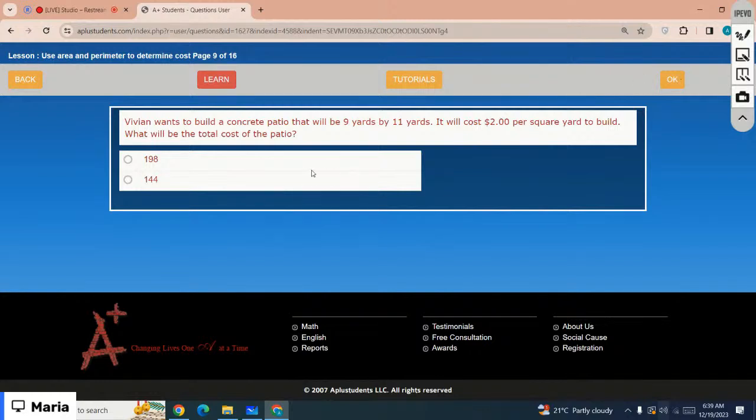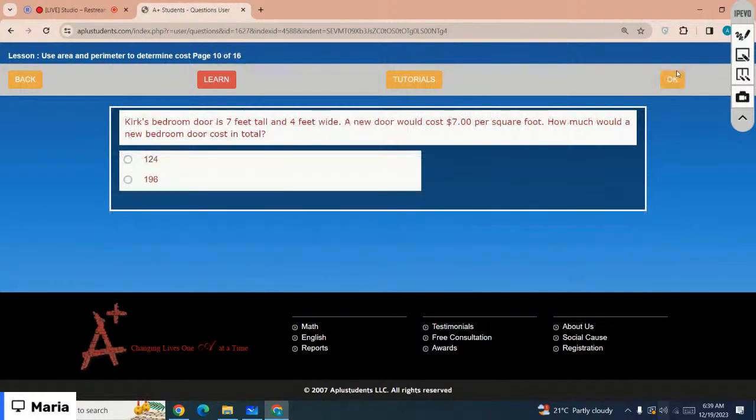$198 it is, not 194, because you need to do the concrete, the patio inside, so you need to calculate the area, right? So 11 times 9 is 99 and 99 times 2 is the cost. That would be $198, right? The correct option is 198.